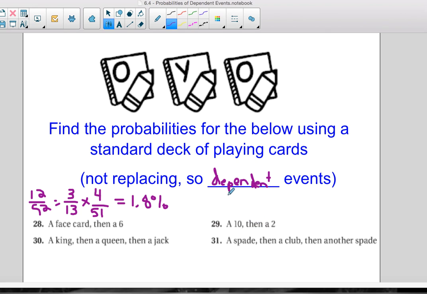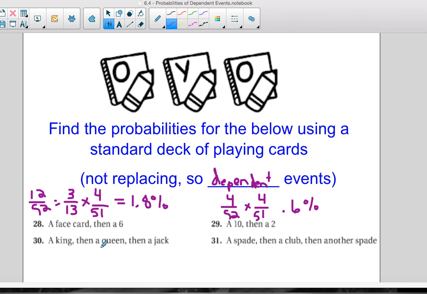A 10, right? There's 4 10s out of 52, which you can reduce, but if you have a calculator, you can just use that. And then a 2, well, there's 4 2s, but there's only 51 cards left. So it's 4 of 52 times 4 of 51, which gives you a 0.6% chance, I believe, if I did that correct.